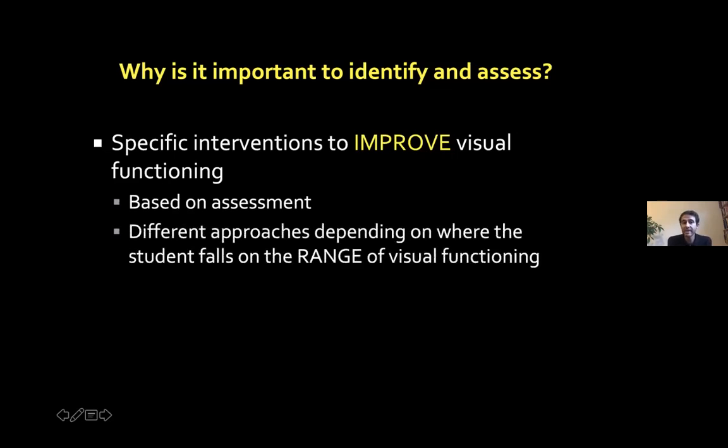And the reason is that there are different approaches that we're using depending on where the student falls on this range of visual functioning, the CVI range, which is the assessment that was developed by Dr. Roman. Okay. Today, what we're going to go through intensively is what those different overarching approaches are in phase 1, in phase 2, and in phase 3 of CVI.